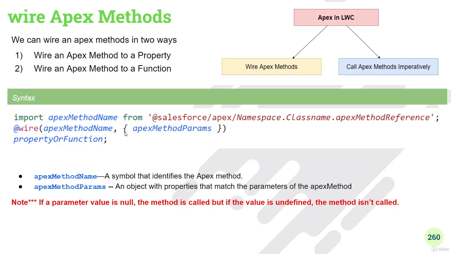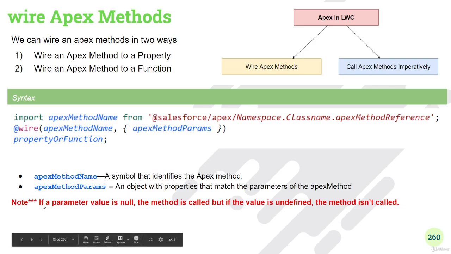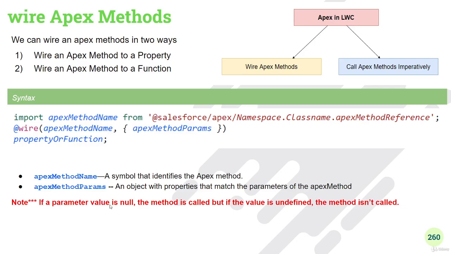And if you want to pass some parameters, you can pass them in object format. And if not, you can ignore this and you will receive your response either by property or by function. So either way you can catch your response. And the important thing to remember here, I already mentioned in the note: if a parameter value is null, the method is called, but if the value is undefined, the method isn't called. Just remember this difference. In JavaScript, null and undefined are two different things. In other programming languages it may be the same, but in JavaScript it's totally different.